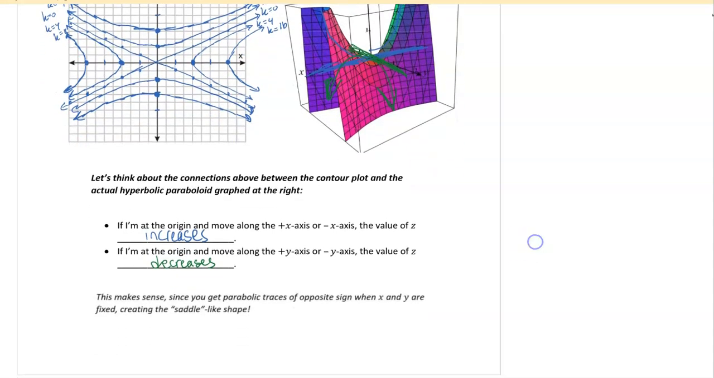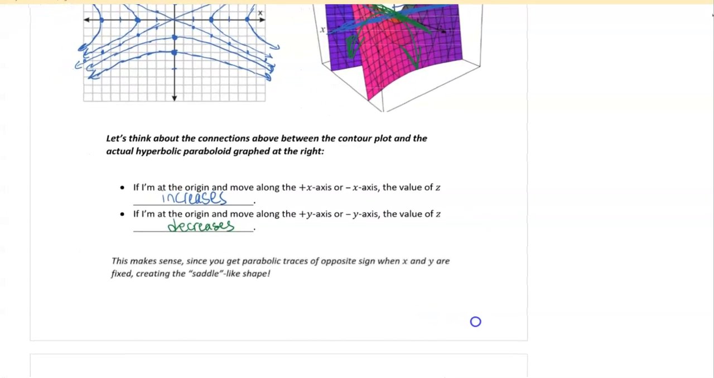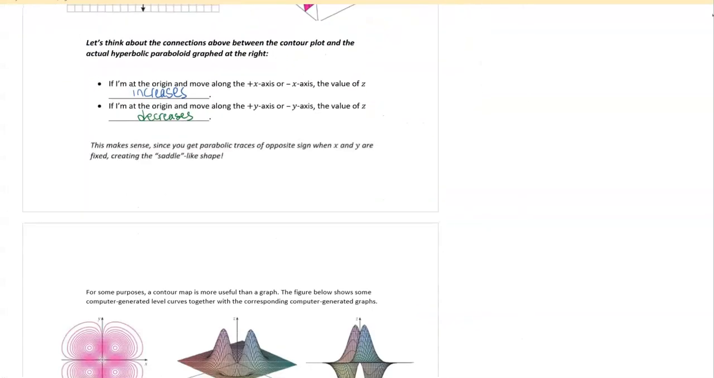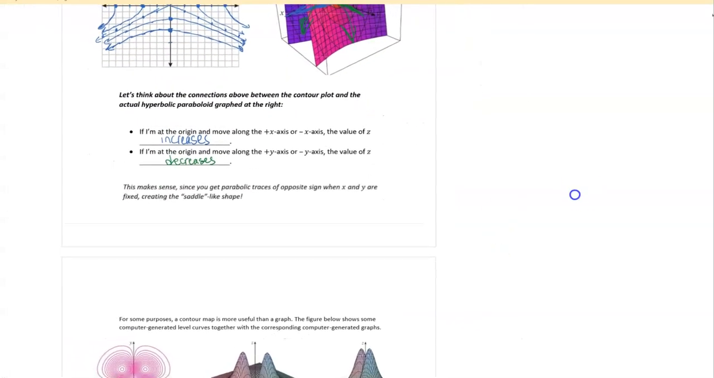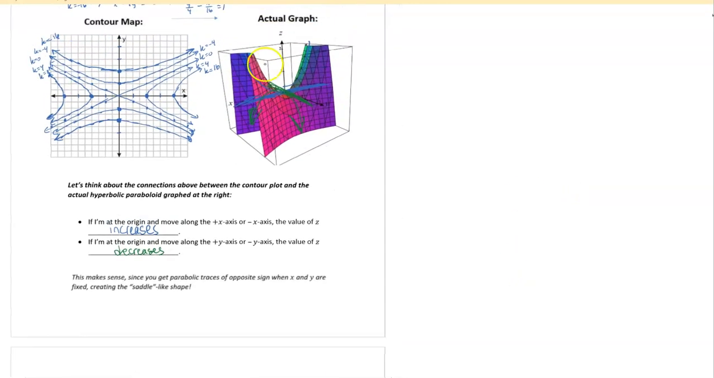This makes sense since you get parabolic traces of opposite signs when x and y are fixed, creating the saddle-like shape. So we have a kind of upwards parabola here that I've sketched in blue. Hard to see, I know. And then we have a downward-facing parabola going in the y direction, the other way there. So we get kind of like this interlocking set of parabolic traces.